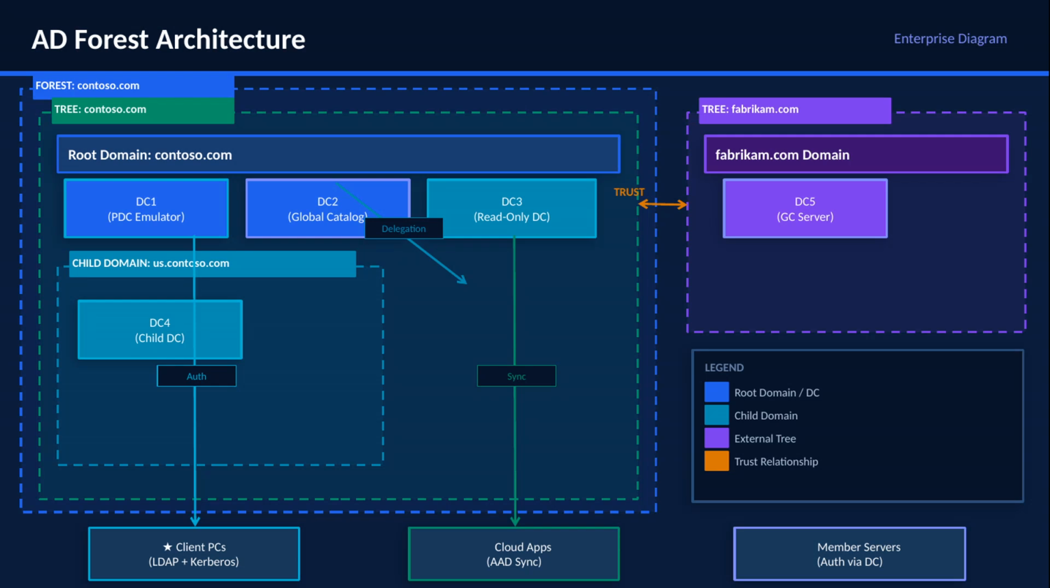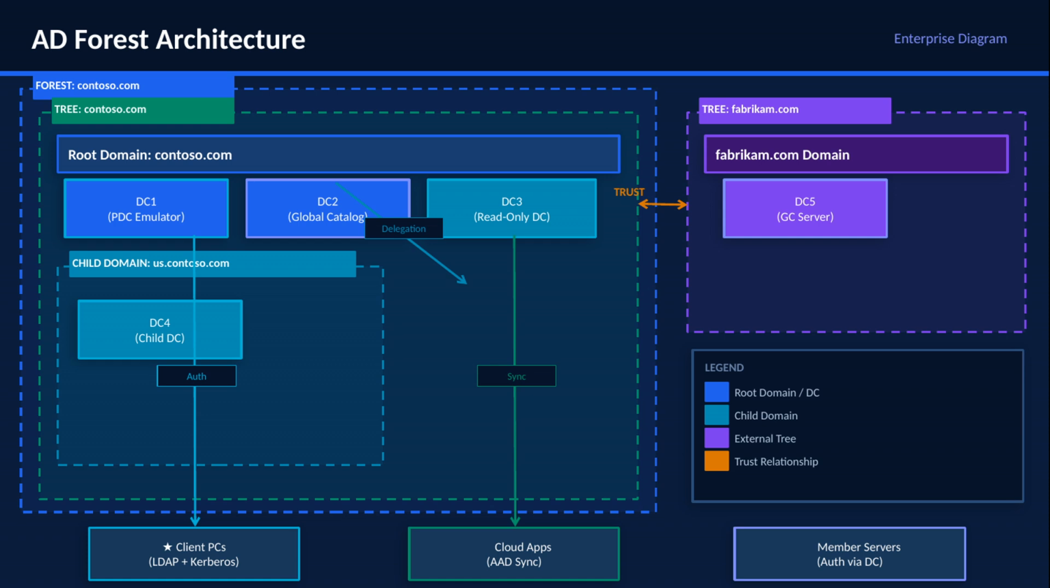Now let's walk through how authentication actually works. Active Directory uses Kerberos version 5 as its primary authentication protocol. Follow the 6-step flow on screen. Step 1. User login. When a user types their password at the Windows logon screen, LSASS on the client processes the credentials.